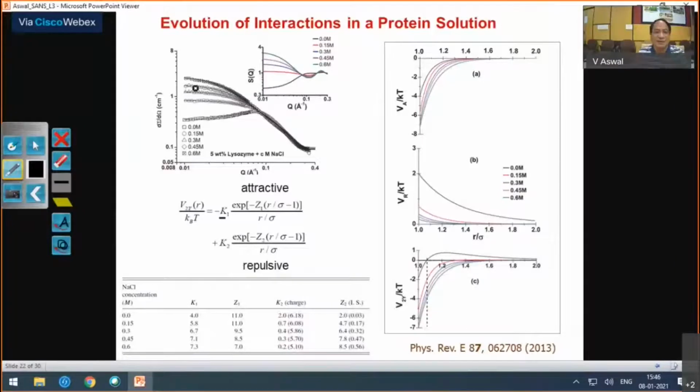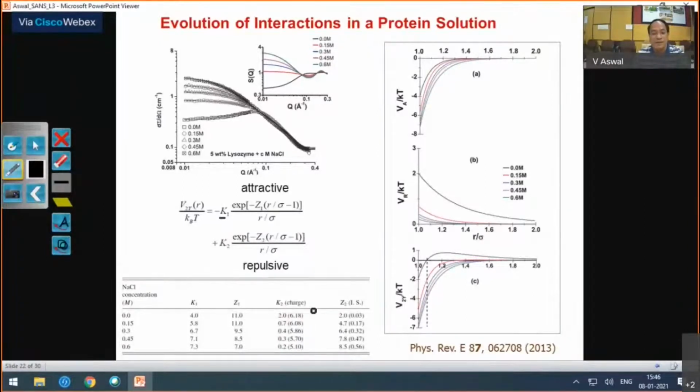The data goes up and up when you add more and more salt. And then range Z1 is decreasing, meaning range is increasing. On the other hand, K2 is decreasing and Z2 is increasing. And since these are the repulsive part, you can correlate this with the existing theory, like for the repulsive part of charged particles, you can also assume this as given by the DLVO theory, a Debye-Huckel kind of potential.